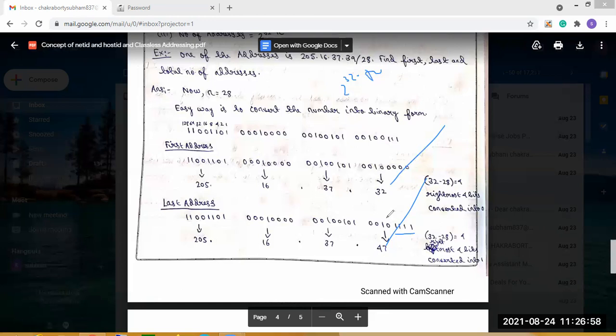Now if we count, that is 32, 33, 34, 35, 36, 37, 38, 39, 40, 41, 42, 43, 44, 45, 46, 47. You see, both are matching. That means the 16 addresses are present, and the 16 addresses are contiguous. So like this is one way to find the first address in the block, the last address in the block, and the total number of addresses present in the block.